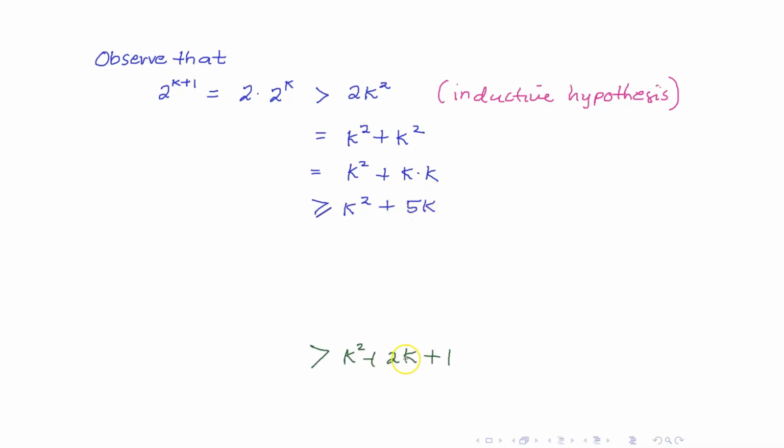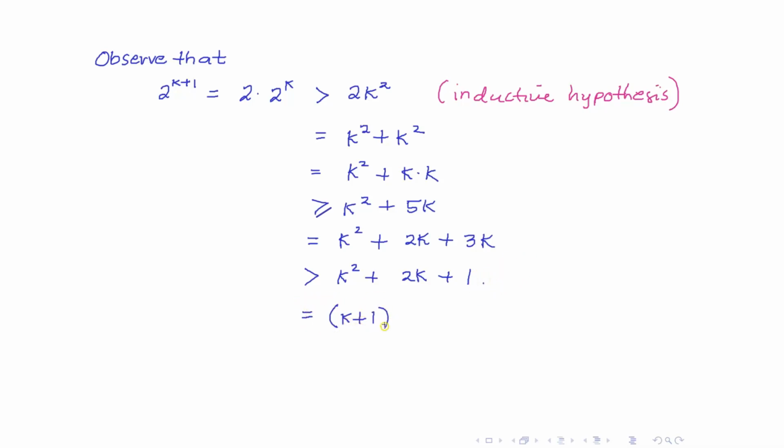And then I want to have a 2k. So we will now express our 5k as 2k plus 3k. And of course, your 3k will now be greater than 1. In particular, your 3k is greater than or equal to 15. So therefore, it's definitely greater than 1. And this is now your k plus 1 squared. So to summarize what we have done here, 2 to the k plus 1 is greater than k plus 1 squared.